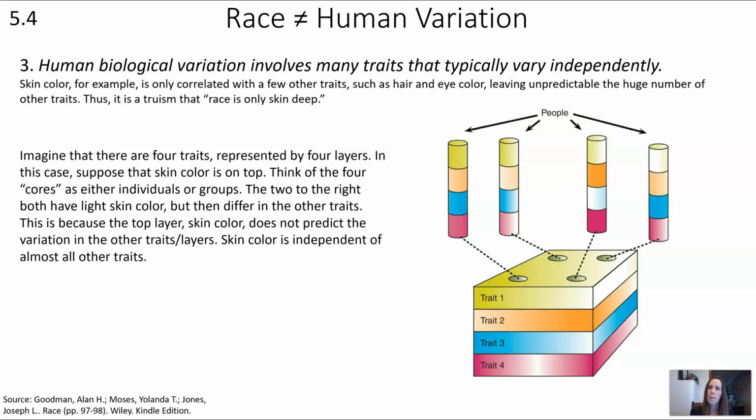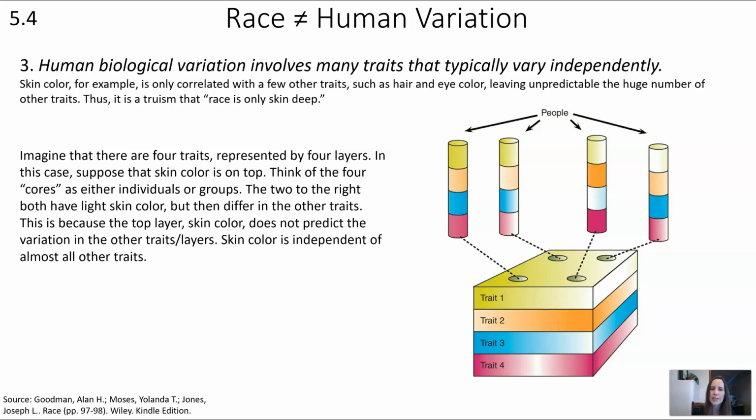So we'll talk about the mechanism of linked genes later on in this video, but please understand that almost all traits are completely independent of skin pigmentation. So thus it is a truism that race is only skin deep. To get a visual example of this, imagine there are 4 traits represented in 4 layers.